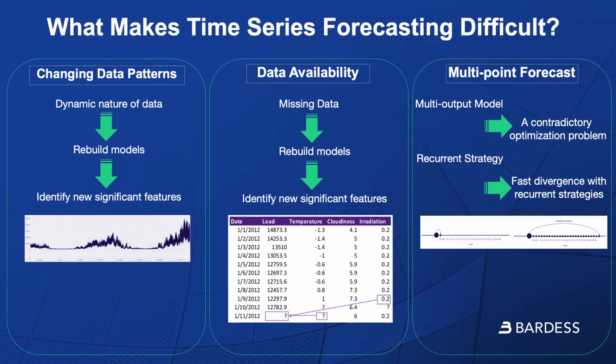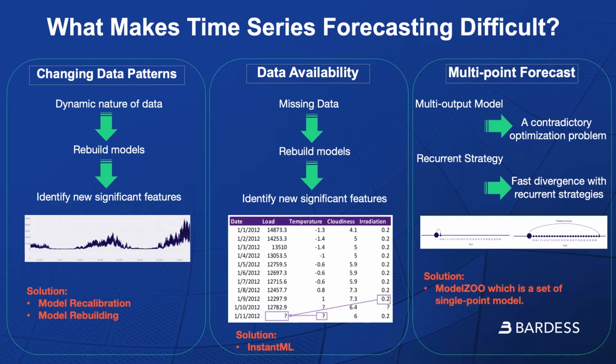So we introduced Tangent Works, or TIM, Tangent Information Modeler, and let's see how this solves some of these problems. TIM solves the problem of changing data patterns by allowing models to be either rebuilt or recalibrated continuously. Recalibration only adjusts the model parameters and leaves the model structure or features intact. And model rebuilding starts by identifying new features and then builds a completely new model. Through the identification of new features, the process of model rebuilding makes your forecast resilient to future change.